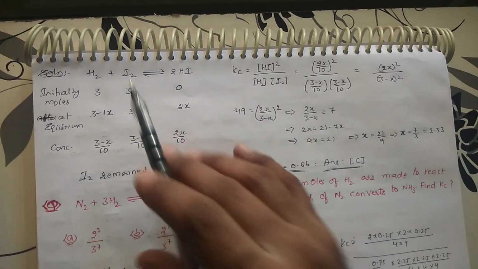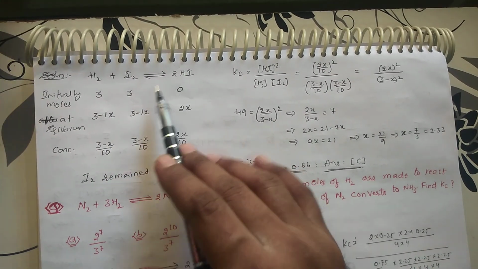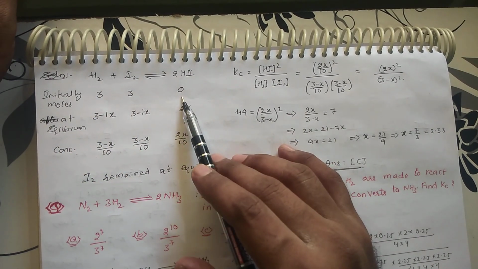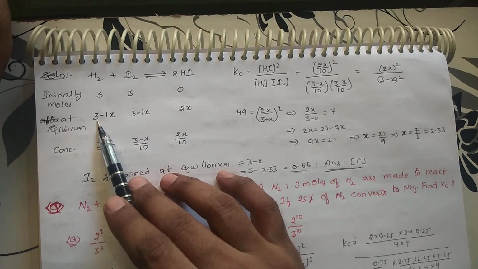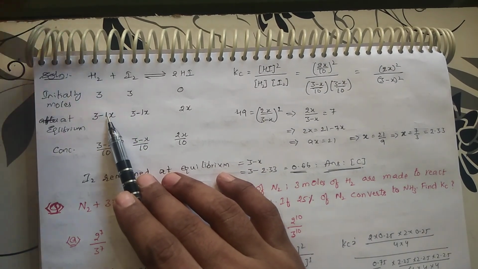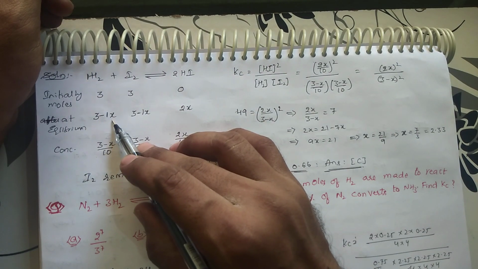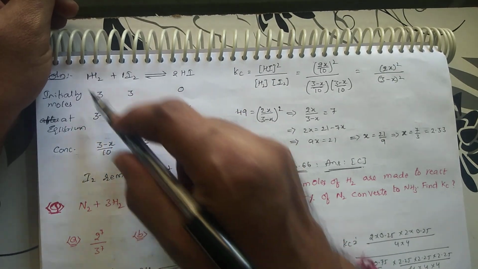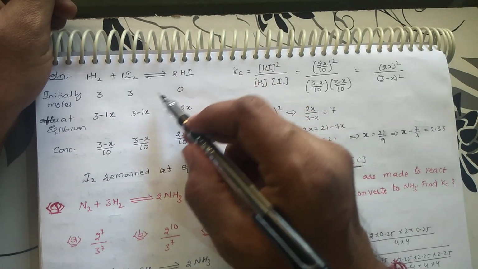H2 plus I2 forms 2 HI. H2 is 3 moles initially, I2 is 3 moles, and 2 HI is 0. Here it is 1 mole, here also 1 mole, and you get 2 moles. Initially let us take some amount has gone, and that amount is X. Whatever the coefficient is, that will be removed. So 1x has gone, and 1x is present here. Initially 3 moles, so 3 minus 1x. Here also 3 moles minus 1x. So X has gone here.